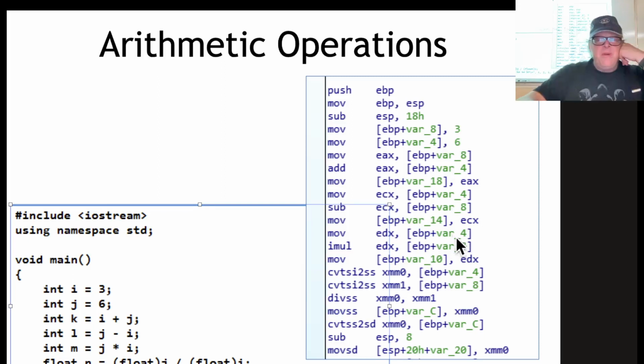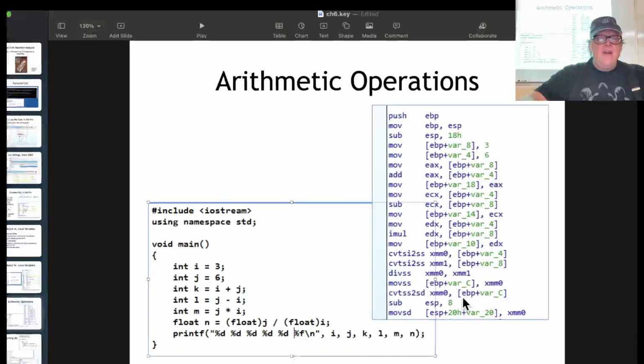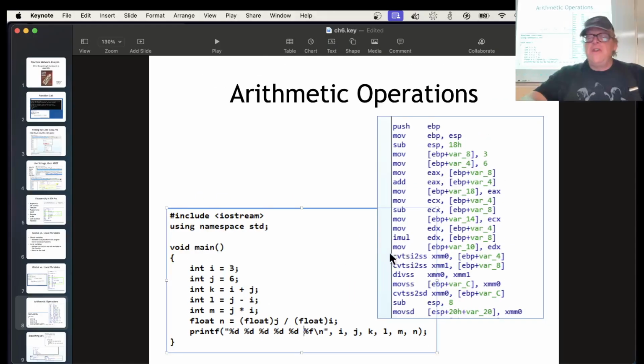Then down here, I'm going to take a number and put it in EDX. I'm going to multiply it by this number, and then I'm going to move the result into this address. So that is this one: M is J times I. And then I'm going to do floating point mathematics. You notice this XMM, these are the floating point registers. I've almost never used them, but there are special floating point registers for that kind of mathematics. So there you see what arithmetic operations look like in assembly code.